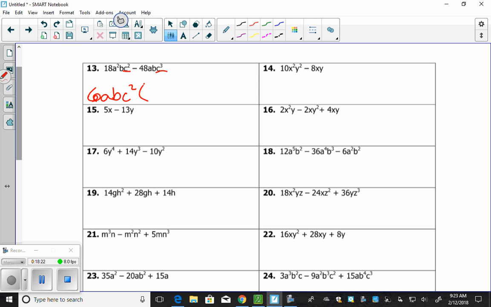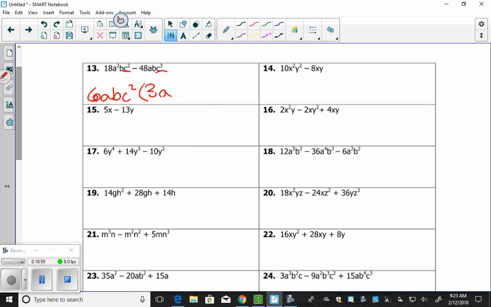Okay. 18 divided by 6 is? A squared divided by A is? A. B divided by B is? 1. Do I have to write 1? No. Don't write 1. C squared divided by C squared is?